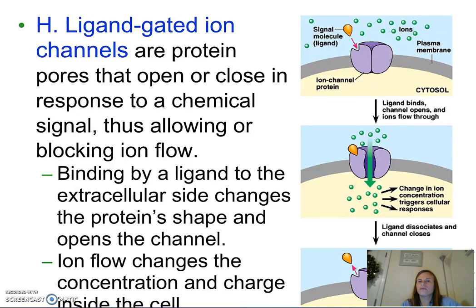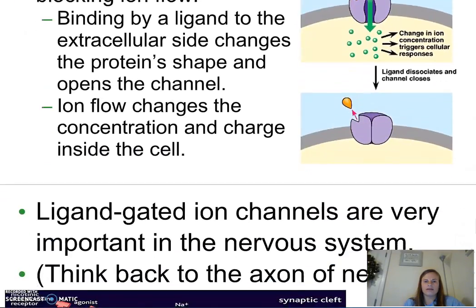This is a receptor that we already saw. It's the ligand-gated ion channel. They are protein pores that open or close in response to some sort of signal, thus allowing or blocking the ion flow. And what that's going to do is change the concentration of the ion inside and outside of the cell, as well as change the charge inside and outside of the cell.